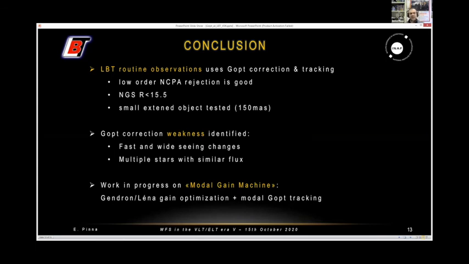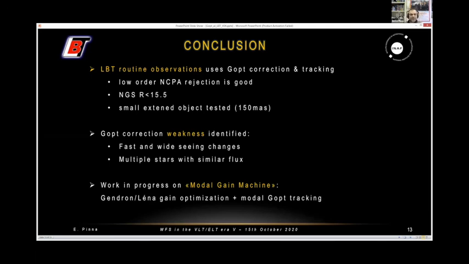Here are my conclusions. At the LBT, in routine observation, we do use GEOPT correction and tracking. So far it is the simplest approach, with just one scalar value to normalize these loops, but it is good for low-order NCPA rejection. We found it working up to 15.5 magnitude and also on small asteroids. And we identified a couple of weaknesses.